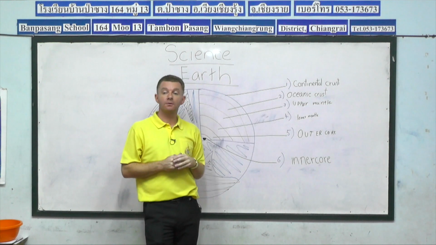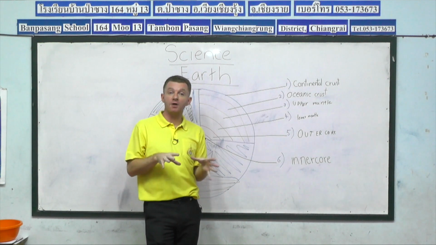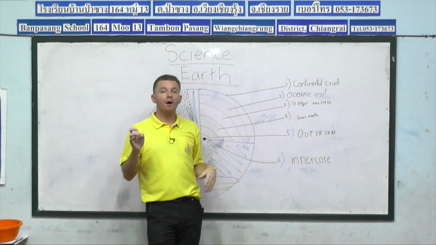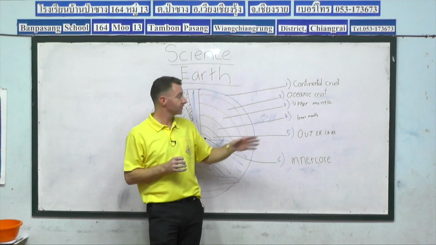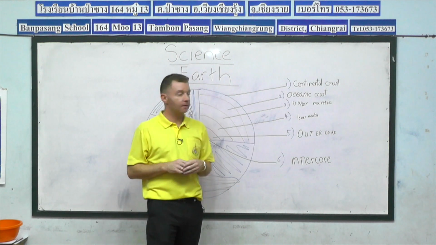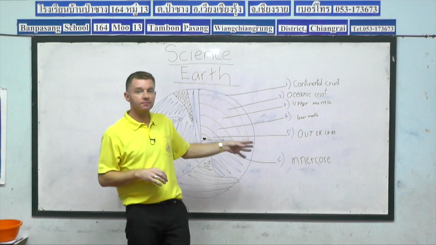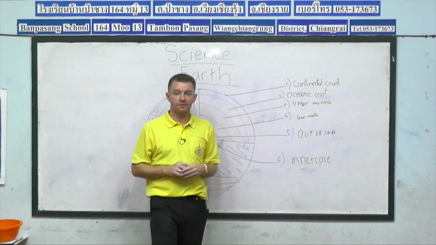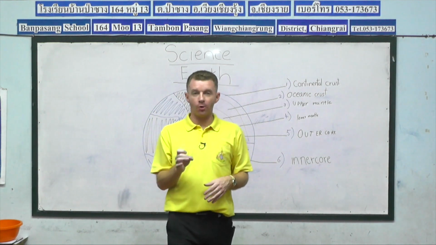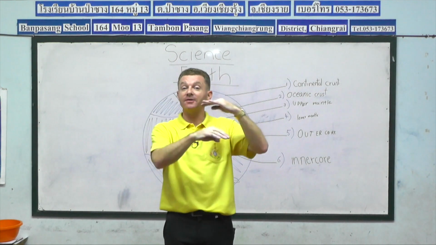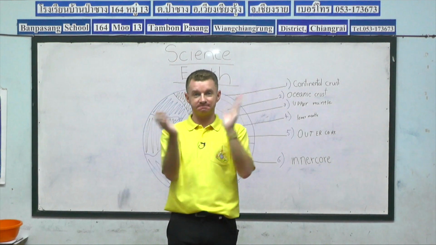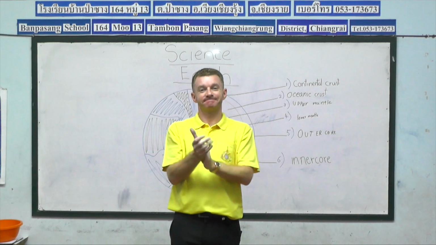Number 2, oceanic crust. Number 3, upper mantle. Number 4, lower mantle. Number 5, outer core. And number 6, inner core, are the different layers of the Earth's center. Guys, that was brilliant. Very well done.